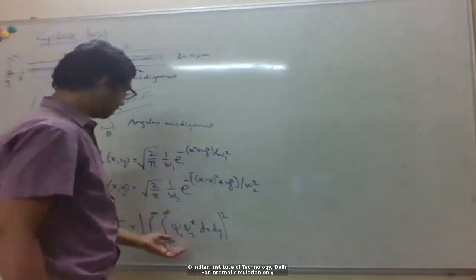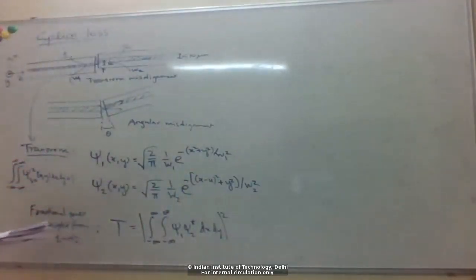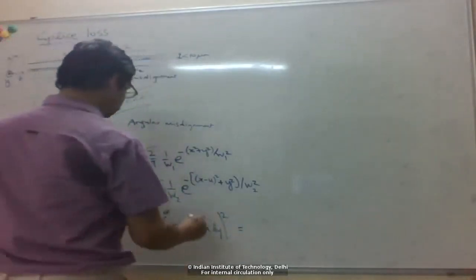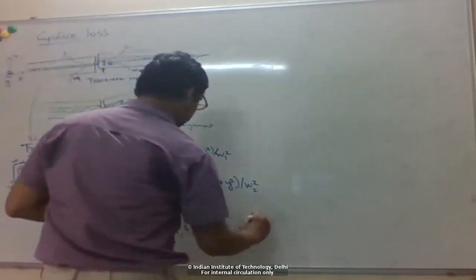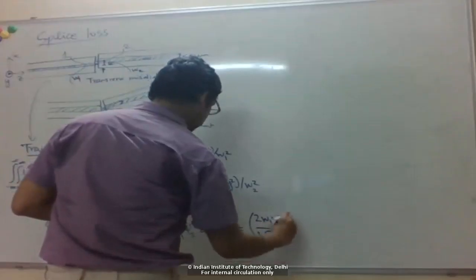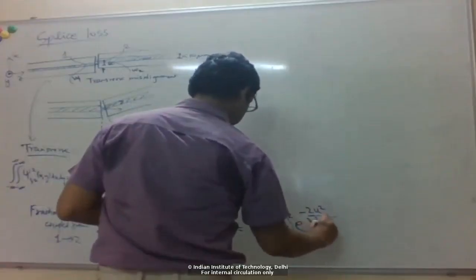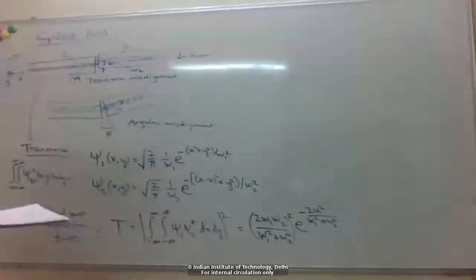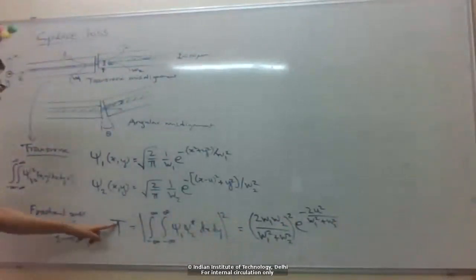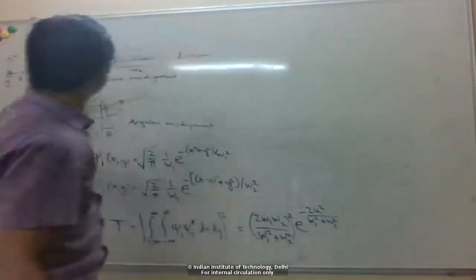Okay, since these are Gaussian functions, this integral is quite straightforward to evaluate. You just have integrals of Gaussian functions, standard integrals that can easily be evaluated. So you can do this yourself and check that this comes out to be the following. So this transmission coefficient is also now a function of, it looks like a Gaussian function of the misalignment u.